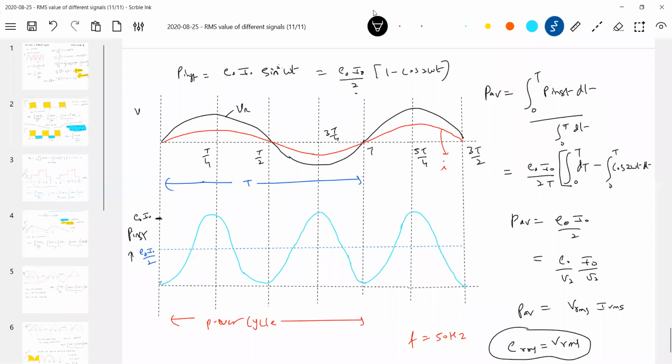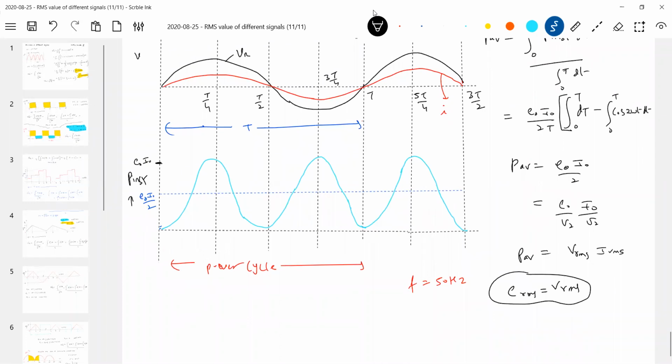How to calculate IRMS? I'm applying Ohm's law again. So what is Ohm's law? Across the resistor R, Ohm's law will be VRMS equal to IRMS into R, or E naught equal to I naught into R, or instantaneous voltage.